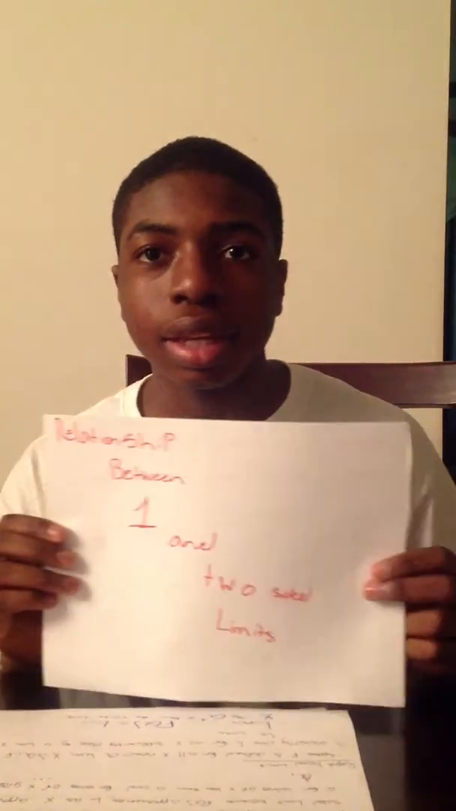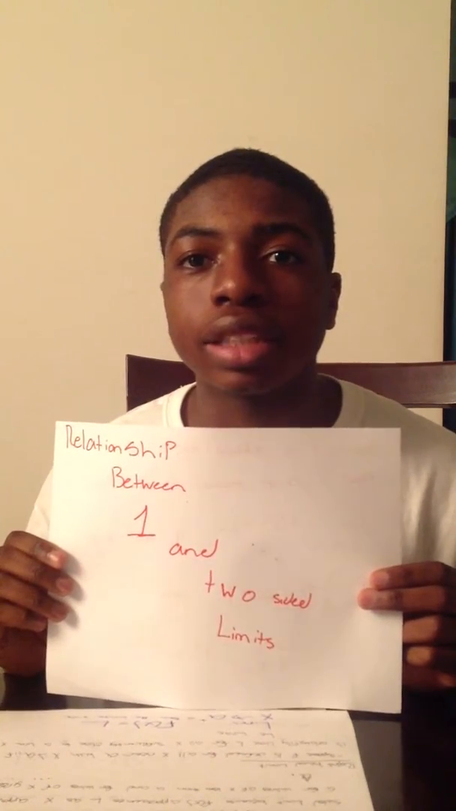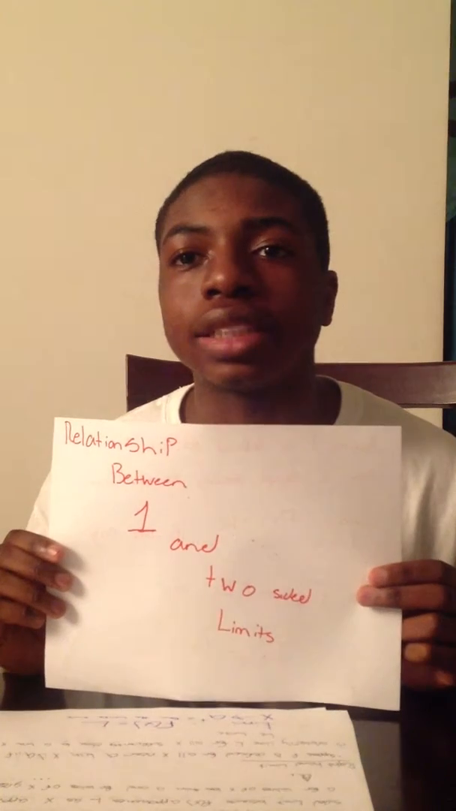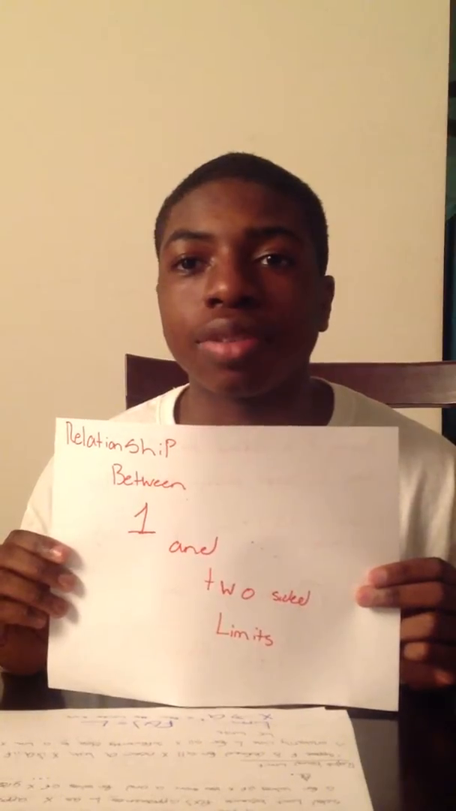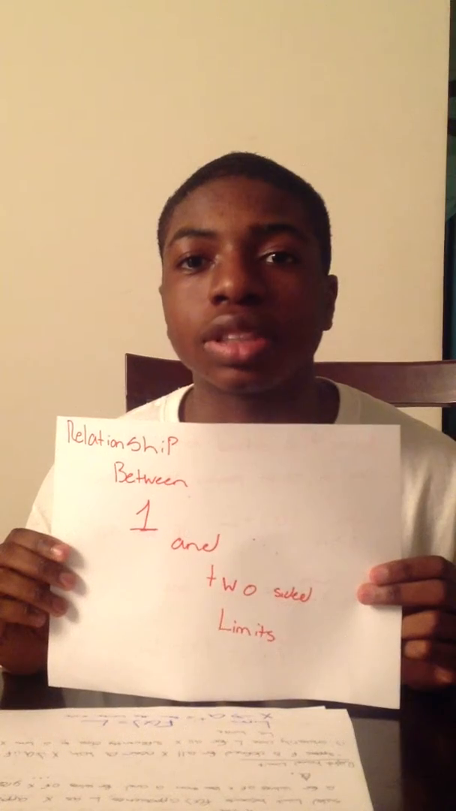Now, here's the relationship between one and two-sided limits. Assume f is defined for all x near a except possibly at a. Then the limit as x approaches a of f of x would equal L if and only if the limit as x approaches a from the right side equals L and the limit as x approaches a from the left-hand side equals L.